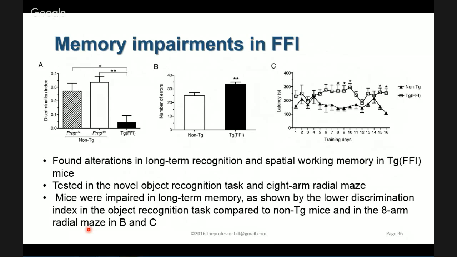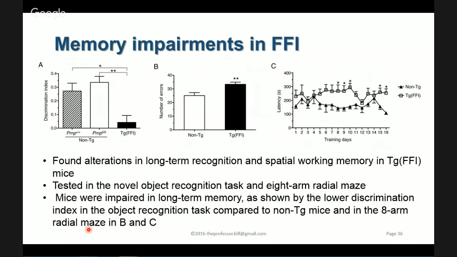There's just 8 arms. One of them has something that you want, and the others don't. Sure, you could do a radial arm maze that way. So there's usually a reward in some of the arms, not all of the arms, and the mouse has to remember which arms it already has checked out.